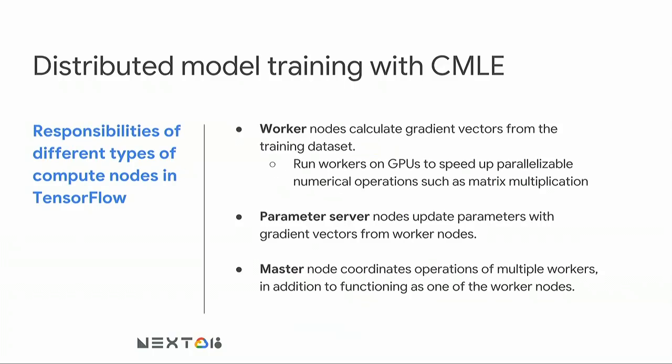There are 3 types. There are worker nodes, which calculate gradients. Workers are the nodes that do lots of numerical computations, matrix multiplications, and they are the nodes that you will want to run with GPUs to get faster performance. Then there are parameter server nodes, which update parameters with gradient vectors from workers, and then there is a master node, which coordinates everyone, and it also operates as a worker.